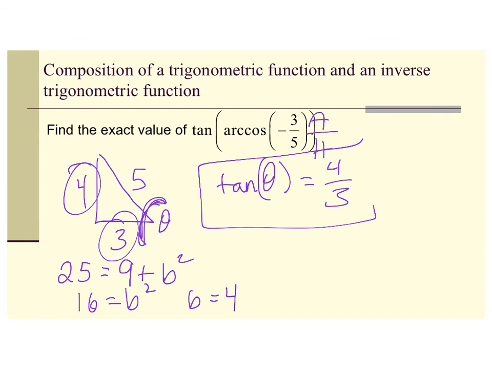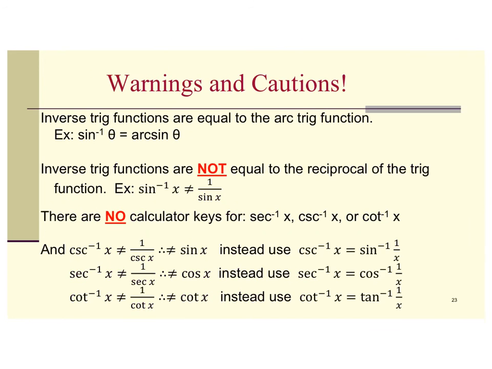There we go. The trick is drawing yourself a triangle, using your Pythagorean theorem to find all the sides, that kind of thing. That's the trick with all of these inverse cosines and stuff.